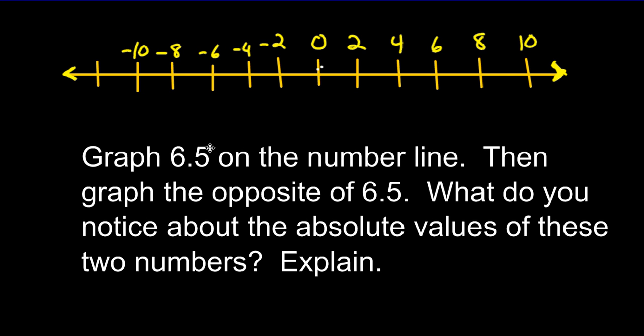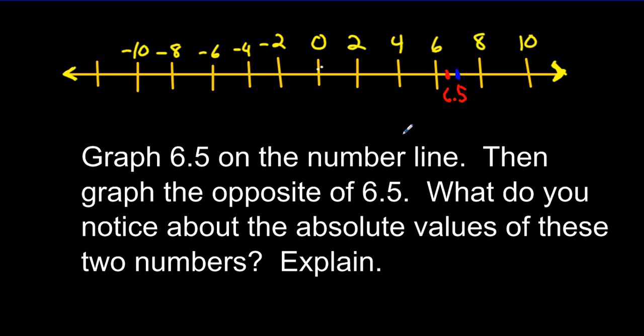Next one, graph 6.5 on the number line, then graph the opposite of 6.5. Well, the first thing we're going to have to do is figure out where 6.5 is located. Halfway between 6 and 8 would be, that's right, 7. And 6.5 would be halfway between 6 and 7. So we're kind of breaking it down into parts. So halfway between here, this is about where 6.5 would be. And I'm going to go ahead and label that 6 5/10.